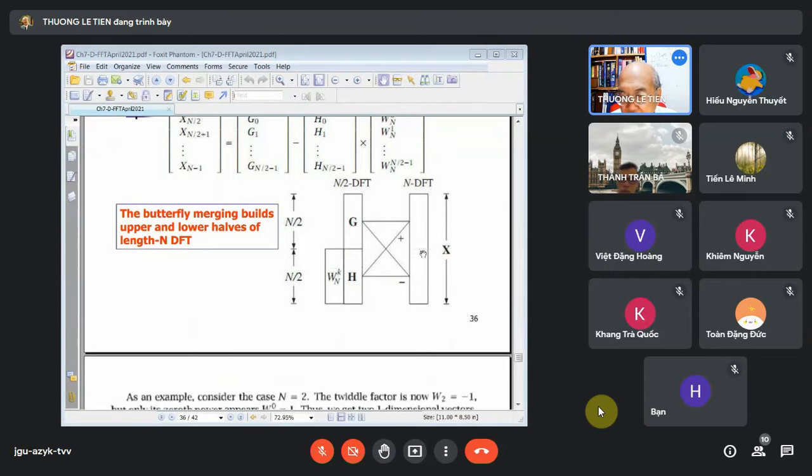Can you see the dashed line? Split the X into two parts. Can you see the dashed line in here? Yes, sir. Okay, good. So if you can see the dashed line, it splits the box into the upper half and the lower half. So if we take G plus this and put it to the upper half, and take G minus this and put it to the lower half, then we get the result of the N-point DFT. Okay?